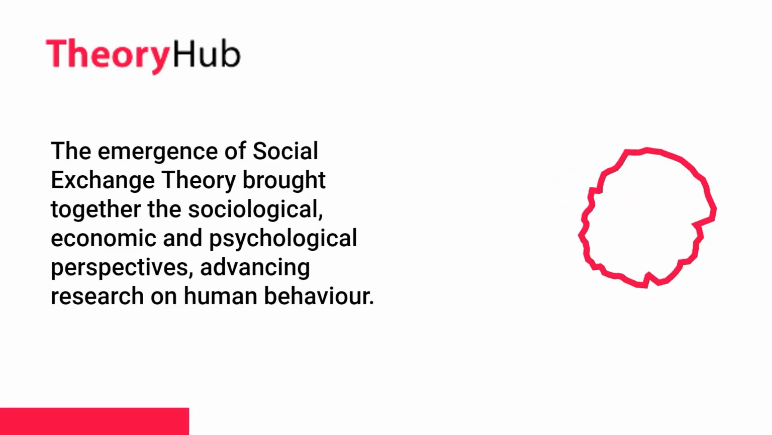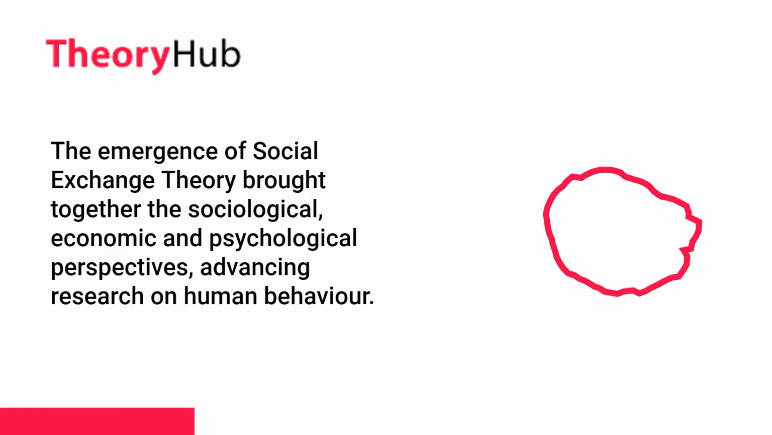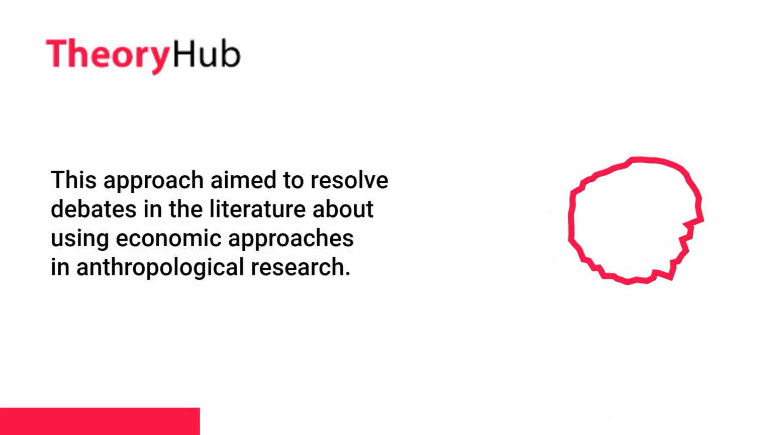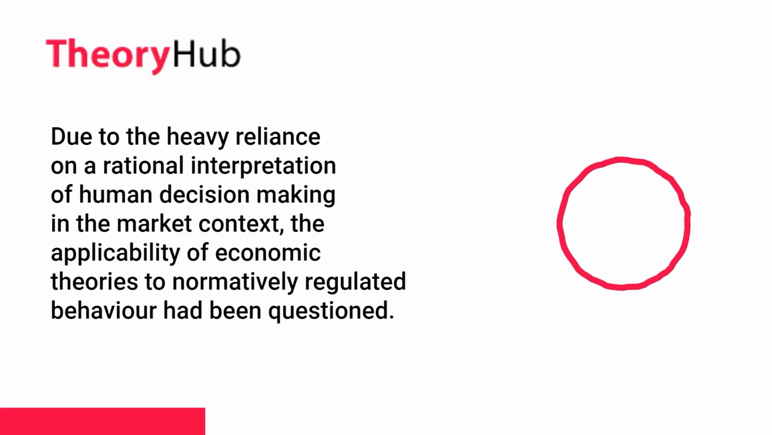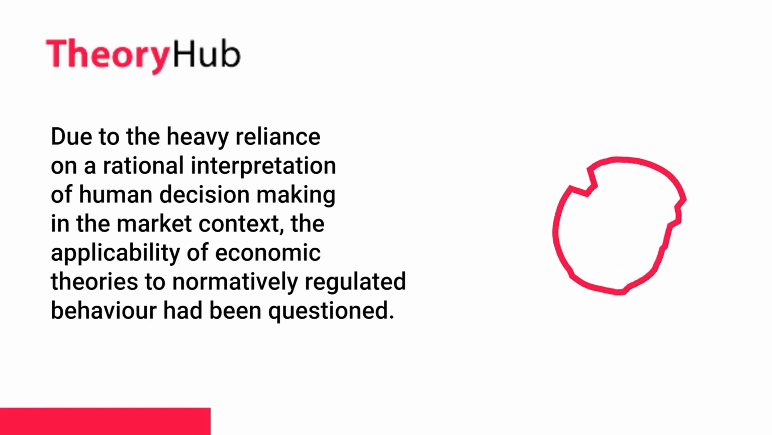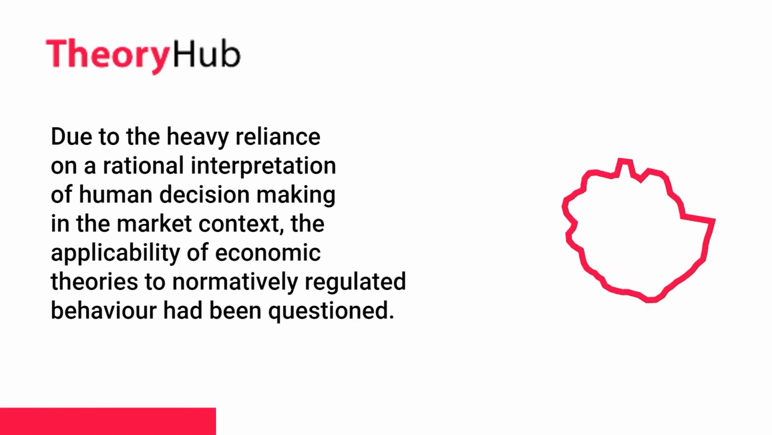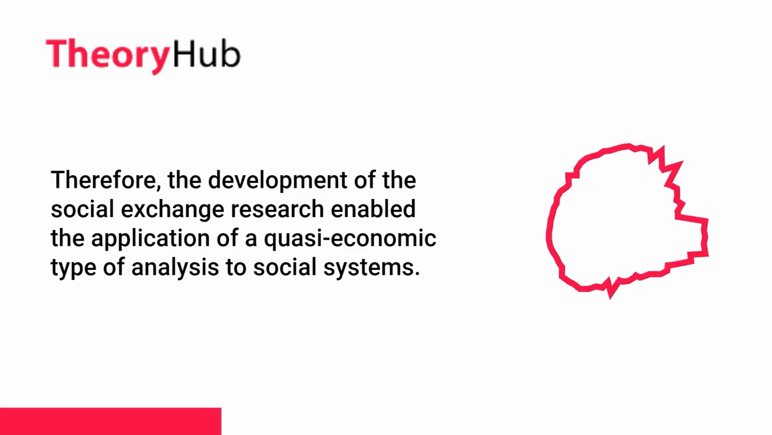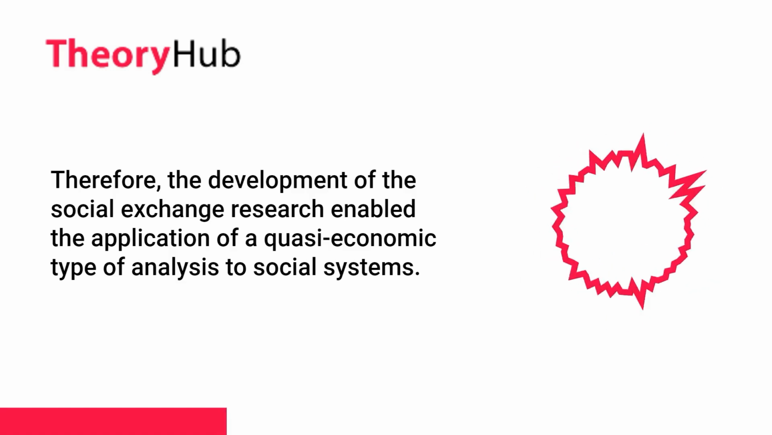The emergence of social exchange theory brought together the sociological, economic, and psychological perspectives, advancing research on human behavior. This approach aimed to resolve debates in the literature about using economic approaches in anthropological research. Due to the heavy reliance on a rational interpretation of human decision-making in the market context, the applicability of economic theories to normatively regulated behavior had been questioned. Therefore, the development of the social exchange research enabled the application of a quasi-economic type of analysis to social systems.